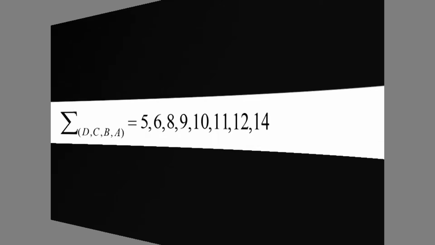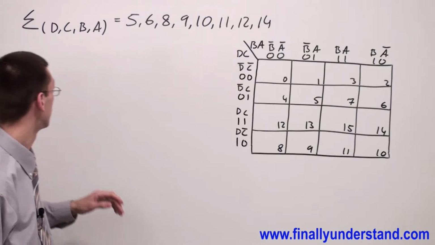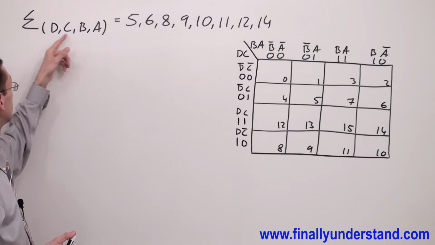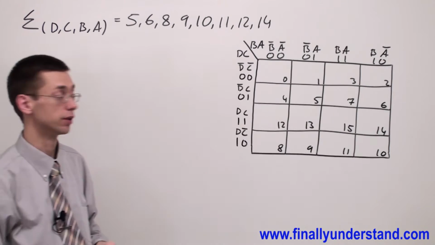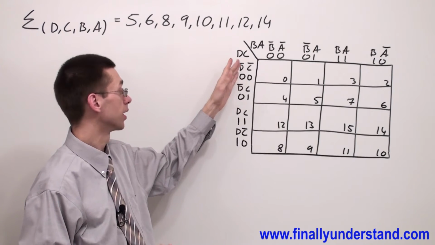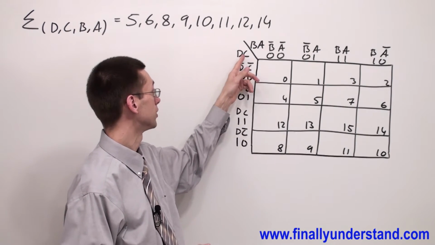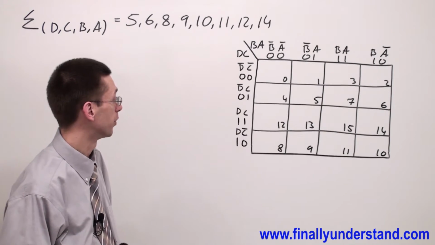We have next example. Before you do this problem, please keep in mind that you have to first look at these variables. In this case, D represents the most significant bit. That's why you have to write D on the left side of the K-map. Simply D, C, B, A. This is the proper setting for this Karnaugh map.